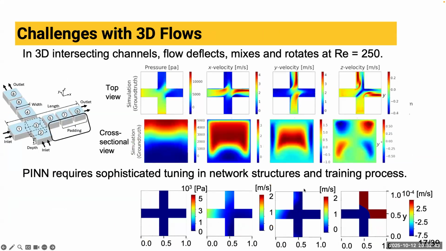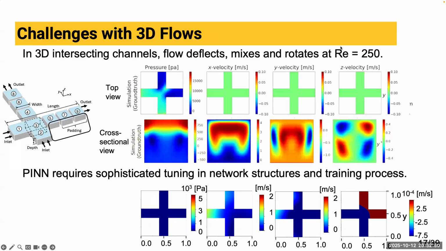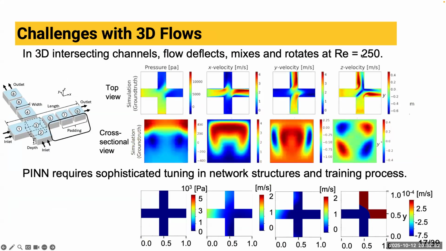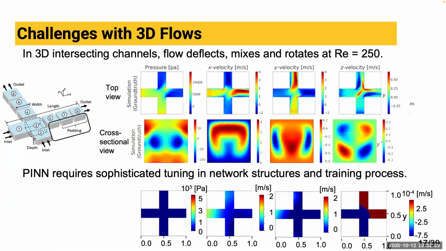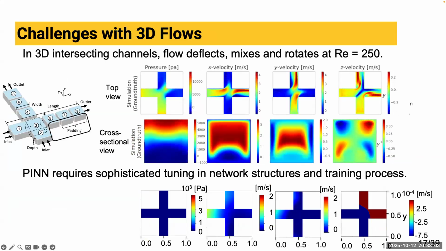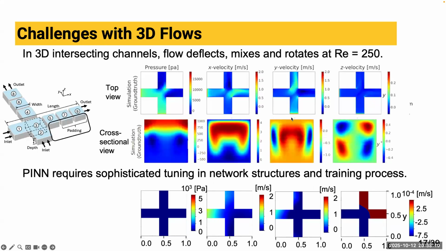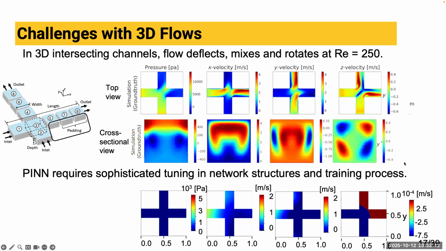However, we encounter challenges in these 3D flows. Even though we employ a very low Reynolds number of 250, the flow pattern was not simple or trivial for our PINN, because the flow deflects, mixes, and rotates due to 3D effects and the mixing in the center region. Now we are seeing the simulation result here.